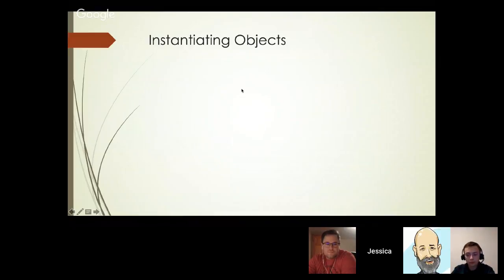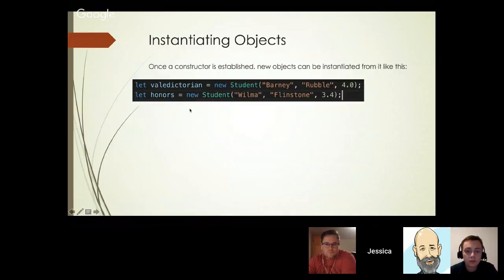If we're going to instantiate an object off of a constructor, you would do this. Here we have our valedictorian, and then we bring in the new keyword. So it'd equal new student, and then we would put in our values. We've got strings, and in JavaScript you don't have to define what type of variable it is. So you put in the string, and then the GPA. And then here's our honors student, another new student, her name is Wilma, and that's her GPA.